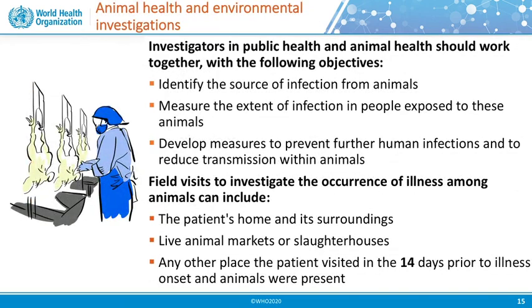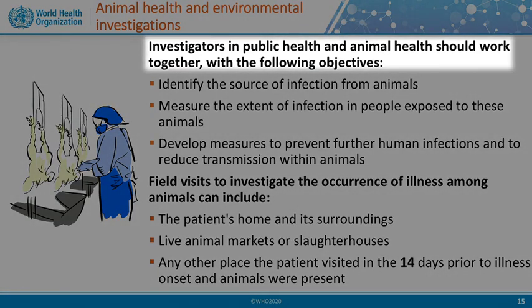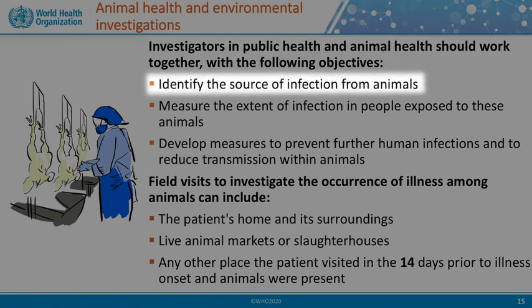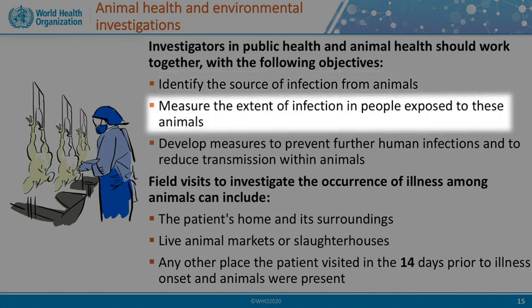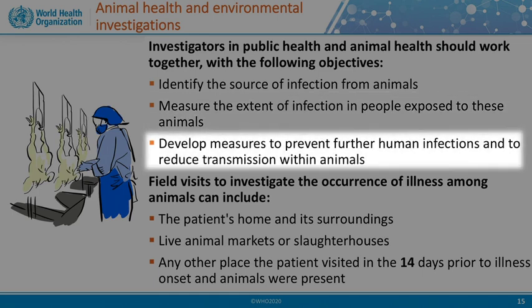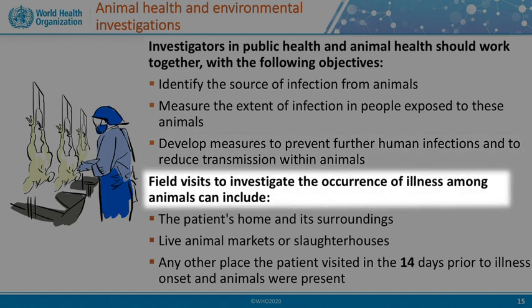Other important investigations for zoonotic pathogens, such as pathogens that move from animals to humans, are animal health and environmental investigations. So investigators in public health and animal health need to work together in a One Health approach with the following objectives: to identify the source of infection from the animals, to measure the extent of infection in people exposed to those animals, especially among live animal workers, and to develop measures to prevent further human infections. It's important that field visits are conducted so that you better understand how animals and humans come in contact with one another, and to look at potential human-to-human onward spread.